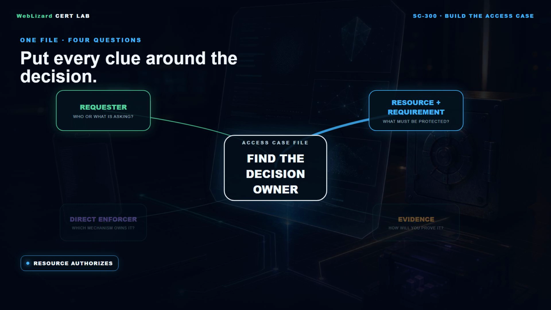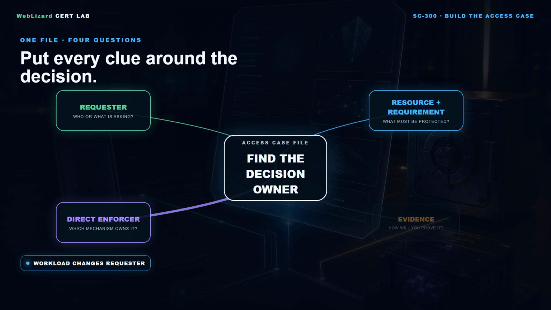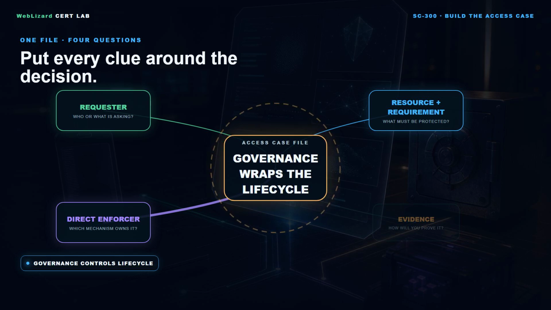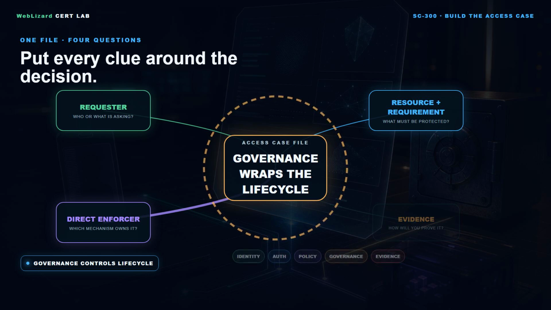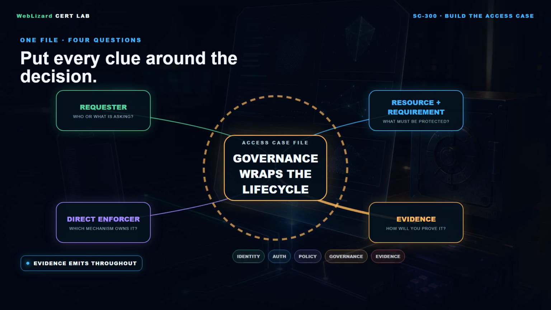Identity establishes the subject. Authentication establishes confidence. Policy and resource authorization decide what proceeds. Workload identity changes who or what is asking. Governance controls how access begins, changes, and ends. Evidence is emitted throughout the decision, not only at the finish. Keep the case file open. We will use it to cross every exam domain, then solve the opening problem.